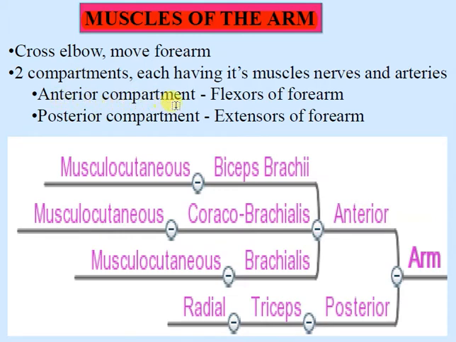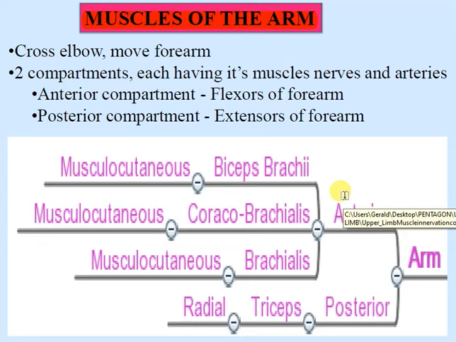Crossing the elbow to move the forearm, there are 2 compartments, each having its muscles, nerves and arteries. We have the anterior compartment with the flexors of the arm, which has 3 muscles. All of these muscles of the anterior compartment are innervated by the musculocutaneous nerve, which is the terminal branch of the brachial plexus, as we will discuss later. The brachial plexus itself provides innervation to the upper limb.